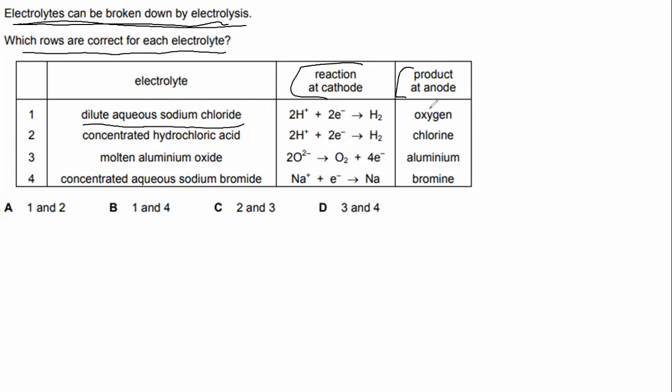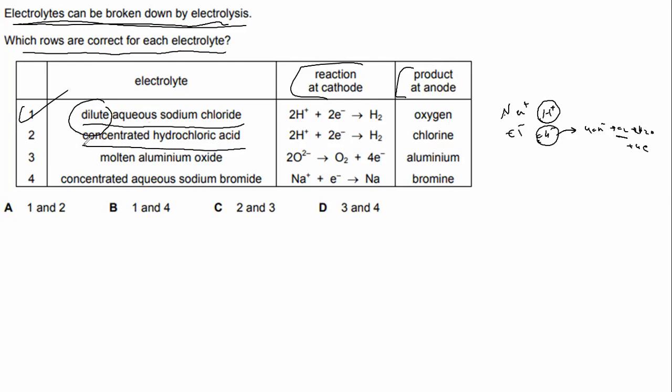So here I suppose we will do all of them. We have to write all the ions we have. Dilute sodium chloride is Na plus, Cl minus, H plus, OH minus. Reaction at cathode: H plus is attracted to the cathode, so hydrogen is produced. Product at anode: because this one is dilute, OH minus are the ions that will be attracted to the anode. So 4OH minus become oxygen, 2H2O and 4 electrons. So oxygen is produced. Yeah, the first one is correct.